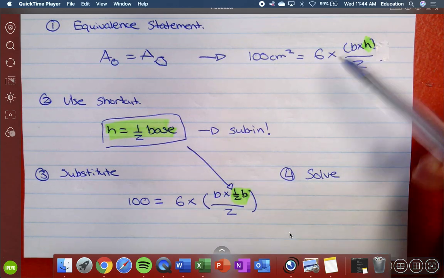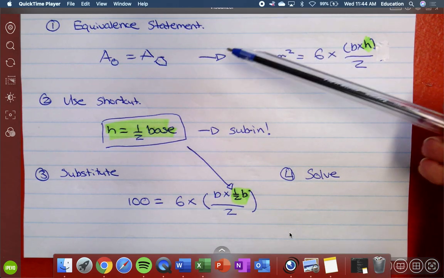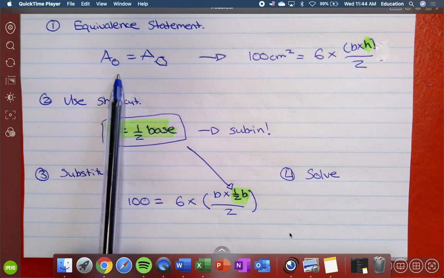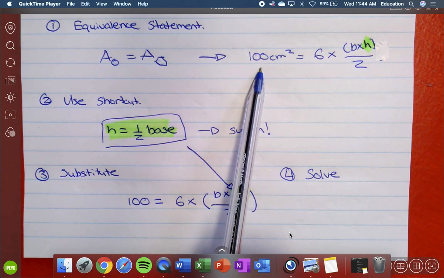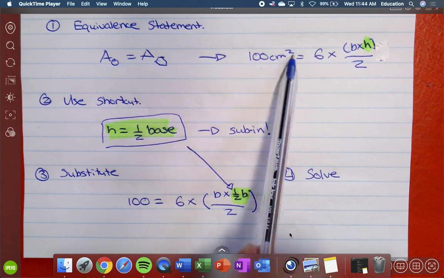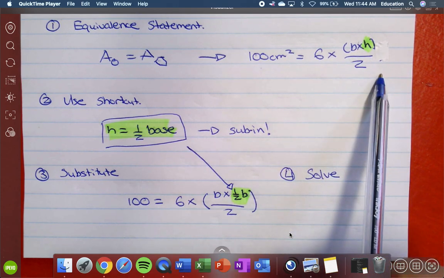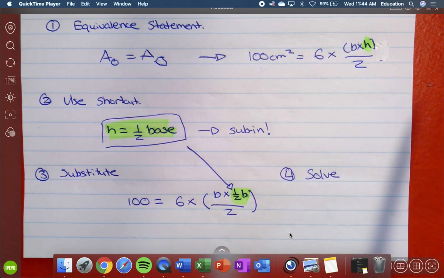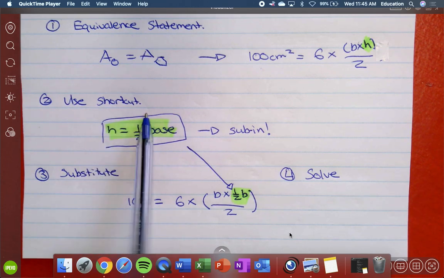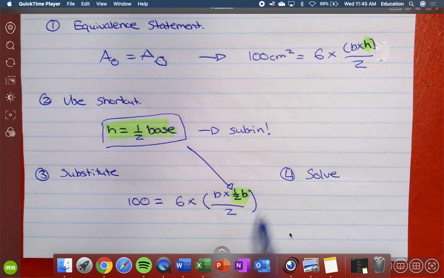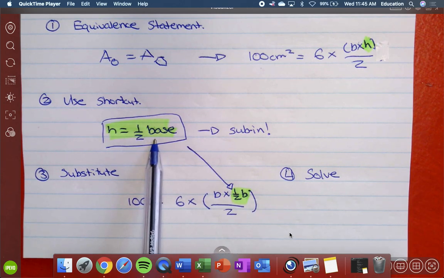All right. So step 1, we start with our equivalent statement, which means that the area of our circle is equal to the area of the hexagon. So here we wrote out, for this question in particular, 100 centimeters squared is equal to 6 times base times height divided by 2. Okay? Use the shortcut. So height is equal to half of base. We sub this in to the equation. So here instead of base times height, we do base times half of the base.